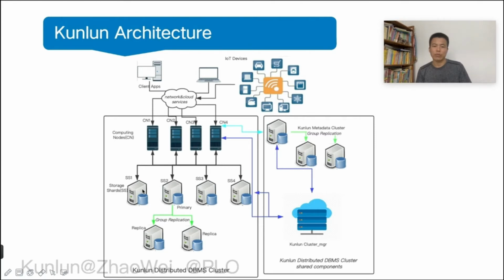Storage shards are used to store user data in a shared-nothing paradigm. So each storage shard stores a subset of user data, and two storage shards have no intersecting data. In each storage shard, we have MySQL group replication to replicate changes from its primary node to the replicas.